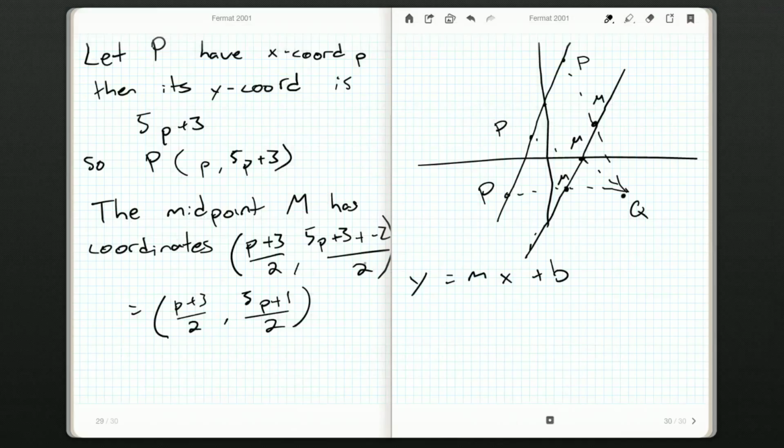So, what can we do here? Well, if I want to figure out what b is, that's going to be the y-intercept. And that's going to occur when x is equal to 0. So when is p plus 3 over 2 equal to 0?